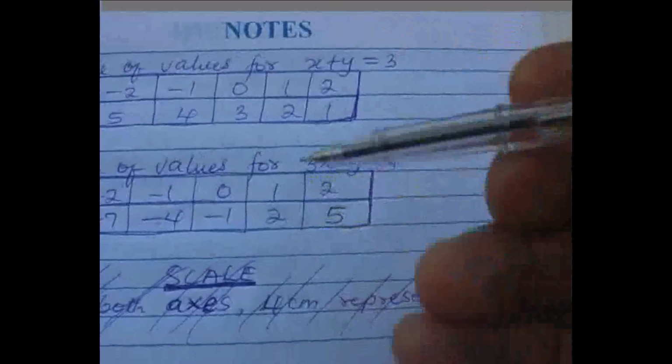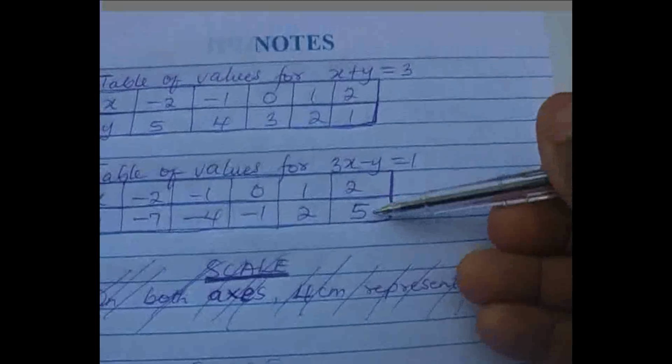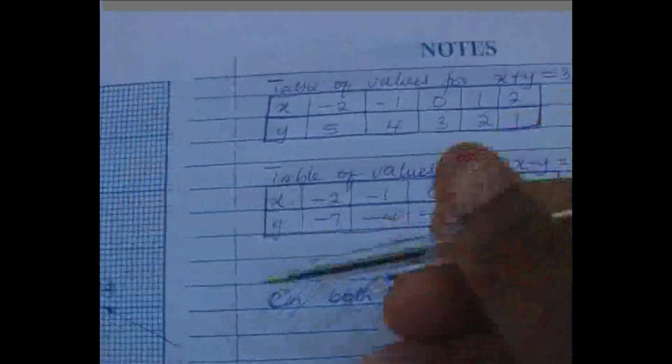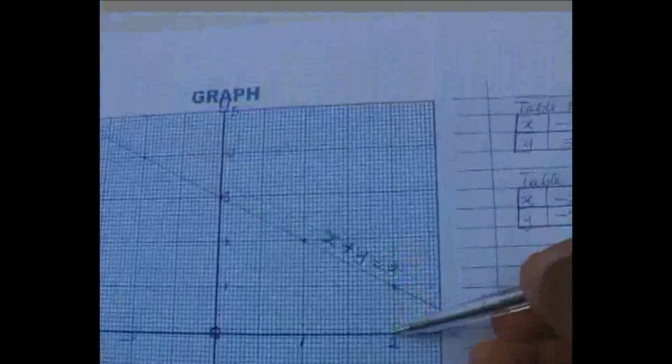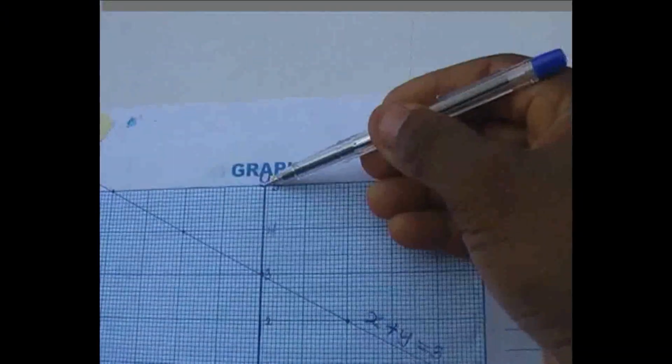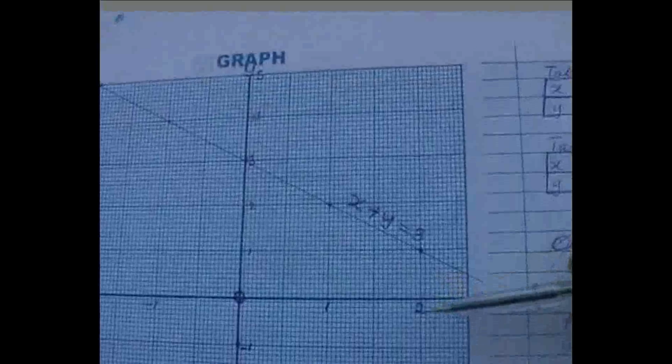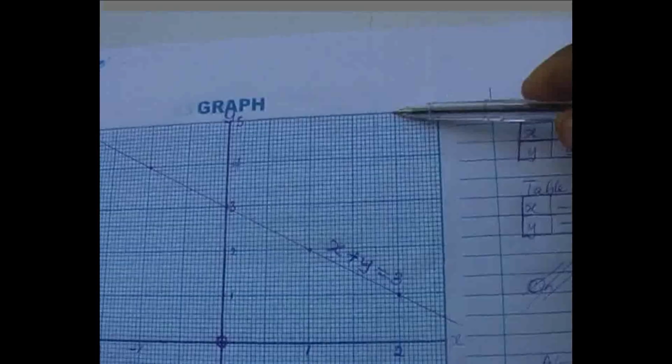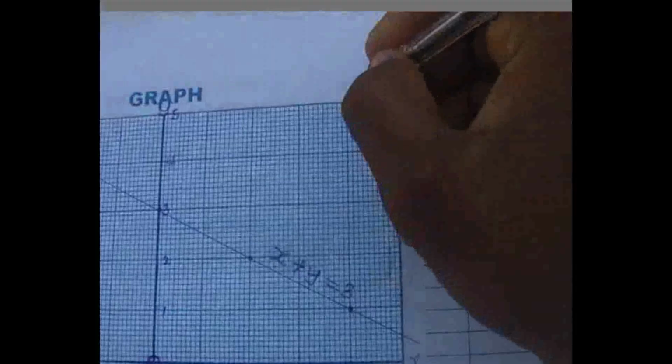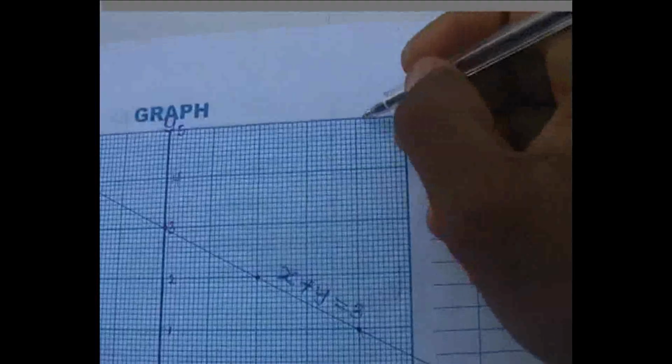Now the last is 2 for value of x. Look at 2, and 5 for value of y. Look for 2 as value of x. This is 2, and 5. Look at 5 for value of y. So join the lines, this line and this one. So they met here. So put your point, which is the last point, here.